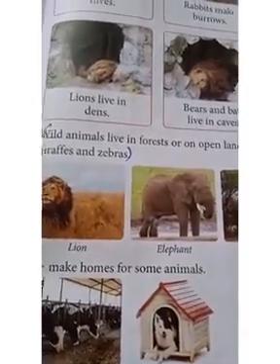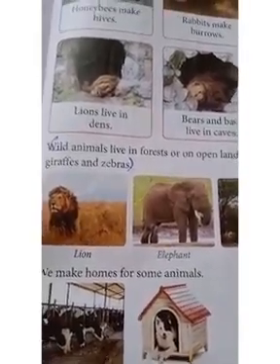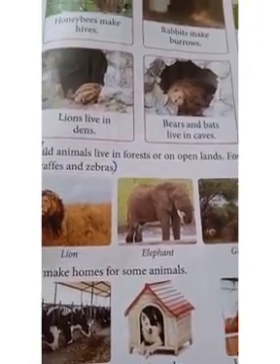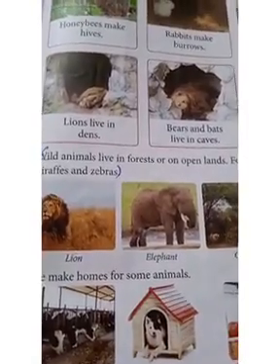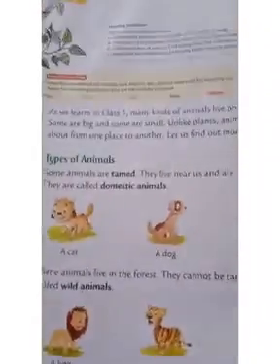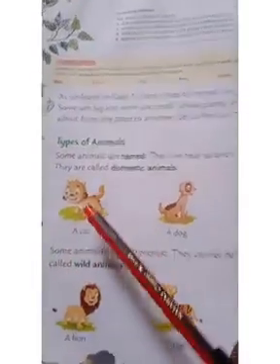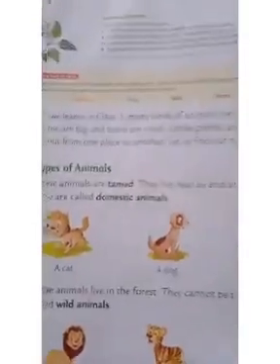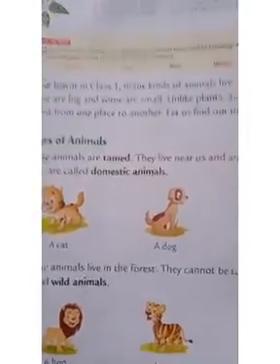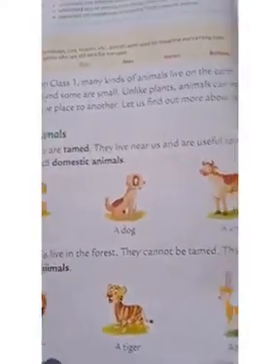There are two types of animals: domestic animals and wild animals. The first one is domestic animals. Examples of domestic animals: cat, dog, cow.